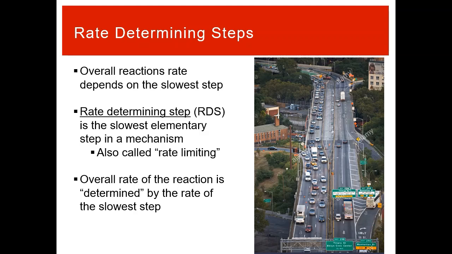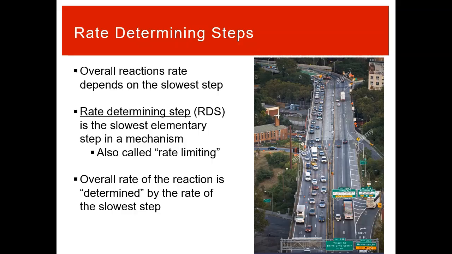And so one of them is going to be the slowest. One of them will be the slow step, and we call that the rate determining step. You also hear it referred to as rate limiting. So that word determining, what you are saying is that the overall rate of the entire chemical reaction is determined by the rate of that slow elementary step that's in the mechanism.